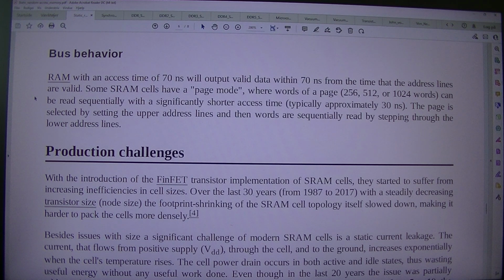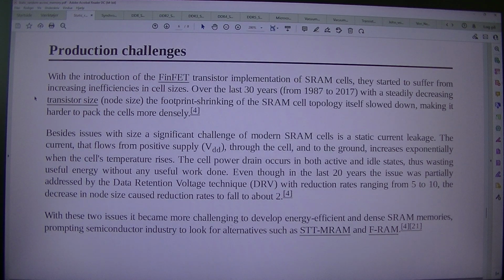Production challenges. With the introduction of the FinFET transistor implementation of SRAM cells, they started to suffer from increasing inefficiencies in cell sizes. Over the last 30 years, from 1987 to 2017, with a steadily decreasing transistor node size, the footprint shrinking of the SRAM cell topology itself slowed down, making it harder to pack the cells more densely. Besides issues with size, a significant challenge of modern SRAM cells is static current leakage.